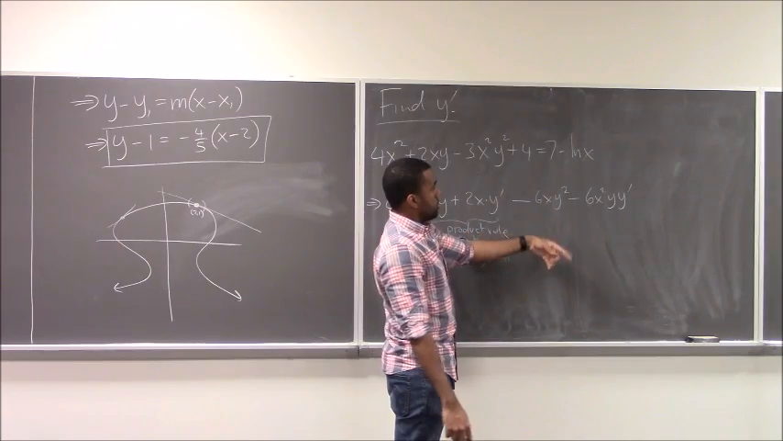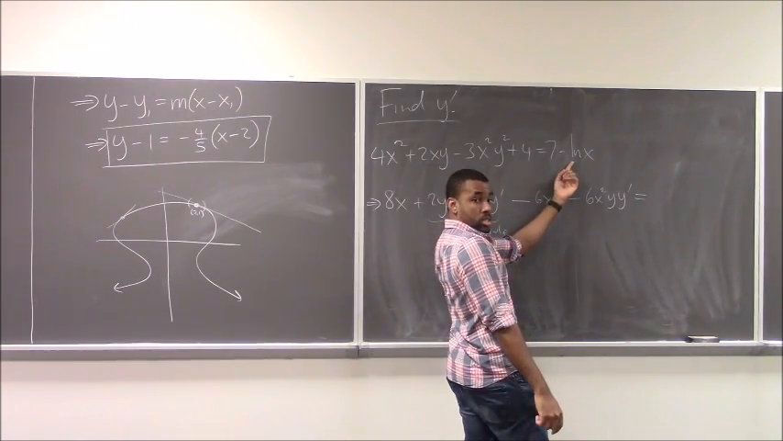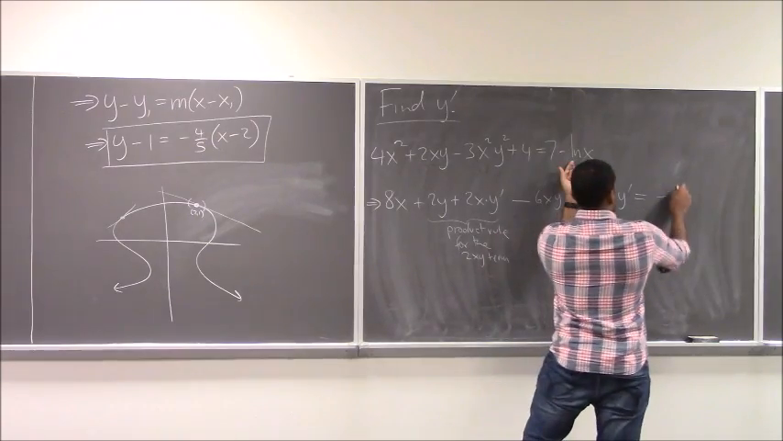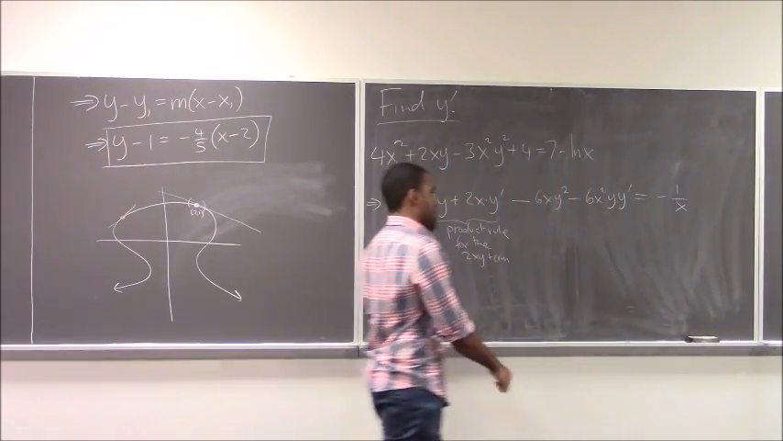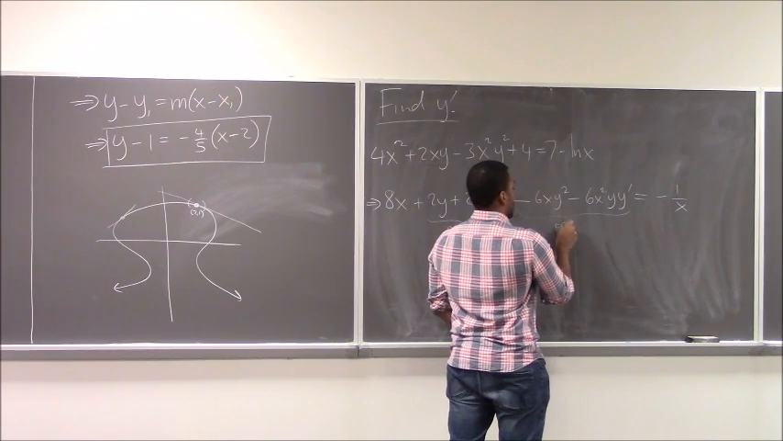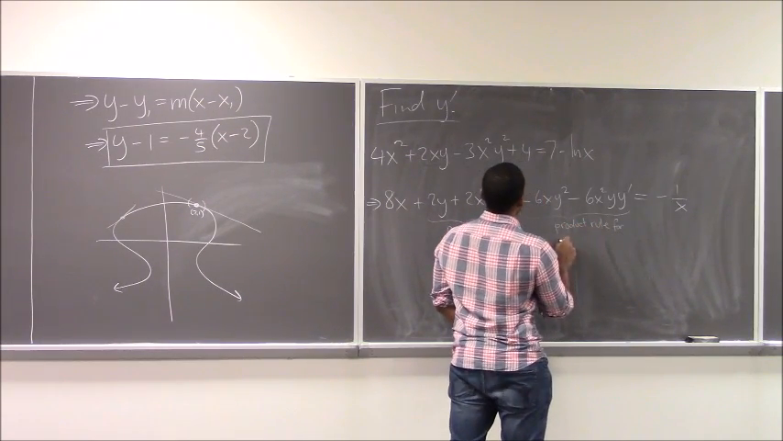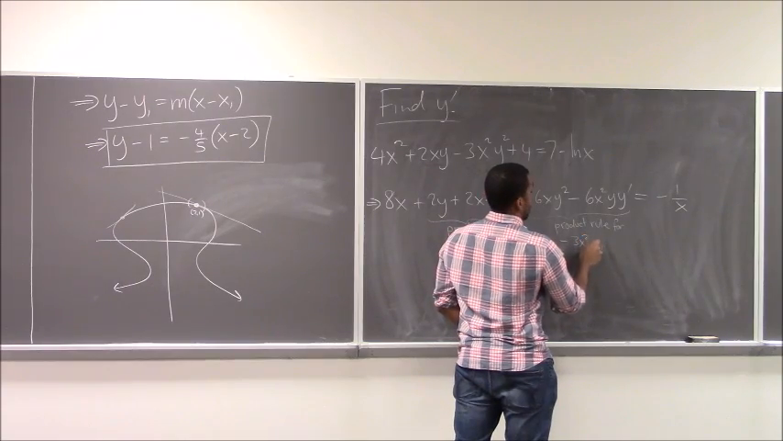Derivative of 4 is 0. Derivative of 7 is 0. Derivative of ln x is, so it's minus 1 over x. And again, here, I did the product rule for the minus 3x squared y squared.